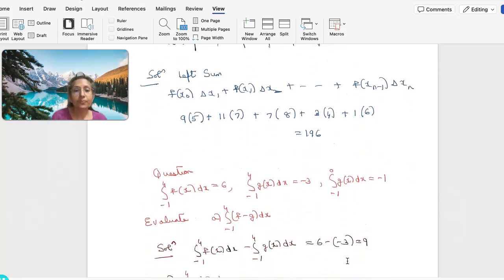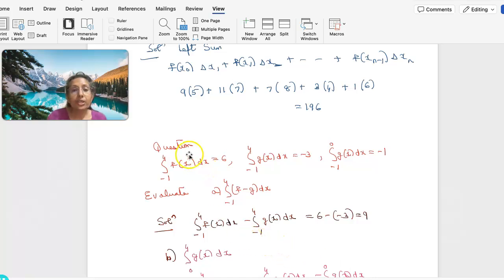Okay, next question. Evaluate, if integral minus 1 to 4 f(x) dx is 6, integral minus 1 to 4 g(x) dx is minus 3, integral minus 1 to 0 g(x) dx is minus 1. So this is divided into subparts. The first part, evaluate integral minus 1 to 4 of (f minus g) dx. So this is integral minus 1 to 4 f(x) dx minus integral minus 1 to 4 g(x) dx. So 6 minus minus 3, which is 9.